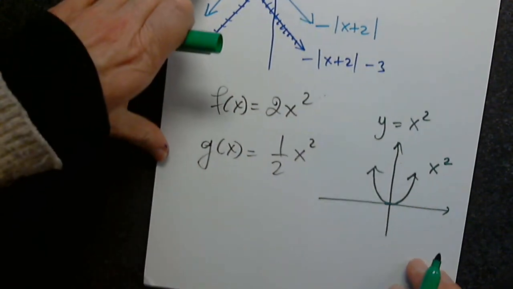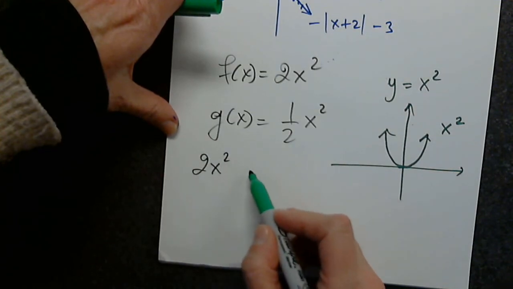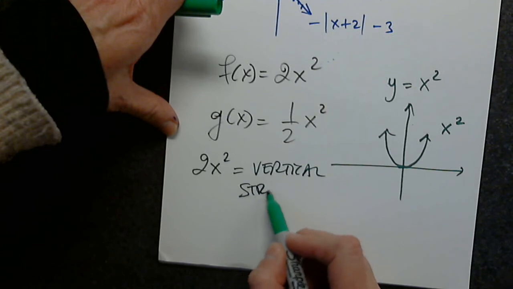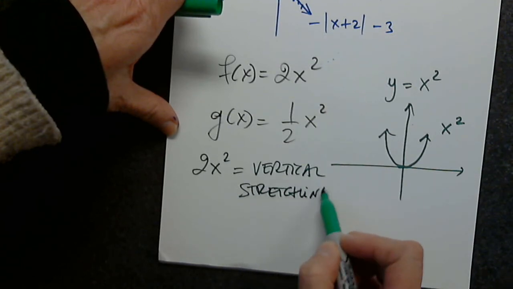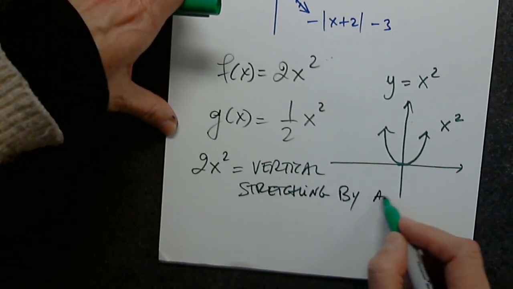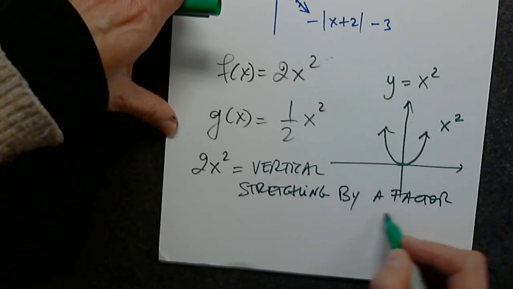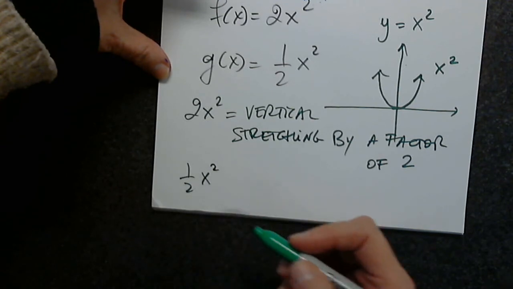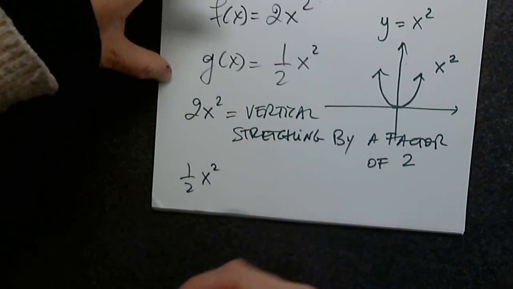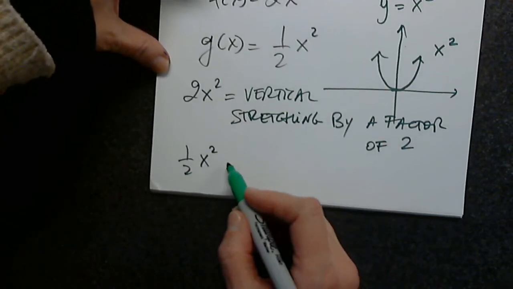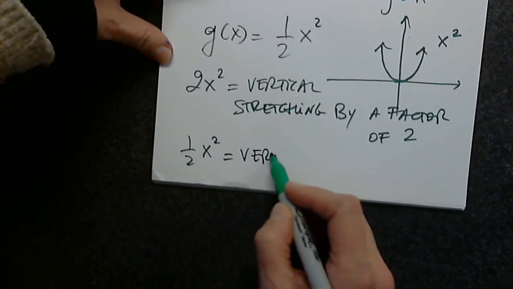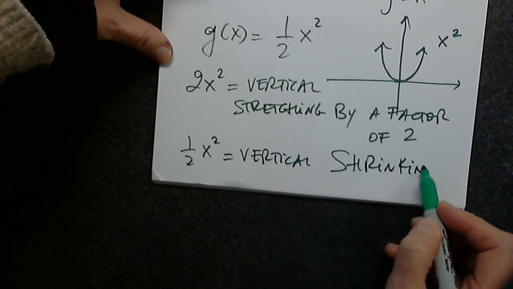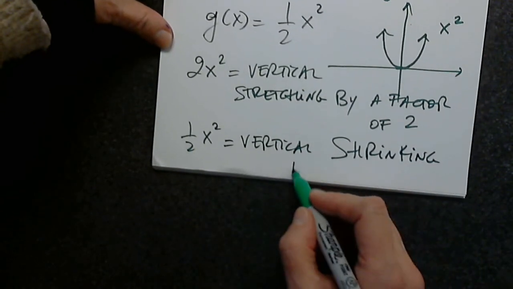Perfect. So 2x squared is a vertical stretching by a factor of 2, of course. And the other one, 1/2 x squared, or 1/3 x squared, or 1/5 x squared, any number that is less than 1 is a vertical shrinking, of course, by a factor of 1/2.